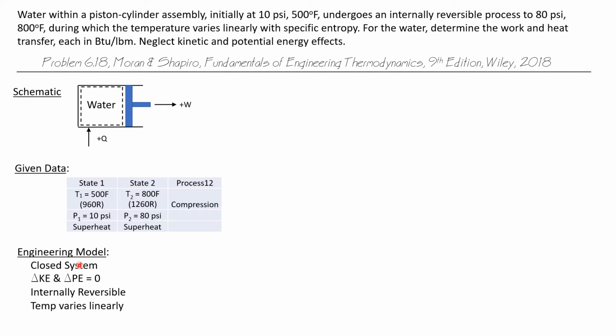How are we going to model this? Well, we know it's a closed system. We were told to ignore any changes in kinetic and potential energy. This is an internally reversible process. And we were told that the temperature varies linearly with the entropy. What does that mean? Well, before we look at the drawing, let's be very specific about what we want to find. We want to find the work per unit mass, in other words, we call that small w. And the heat transfer per unit mass, we'll call that small q.